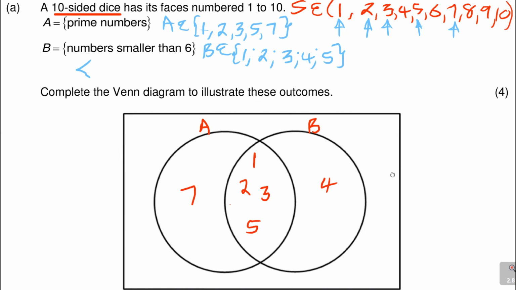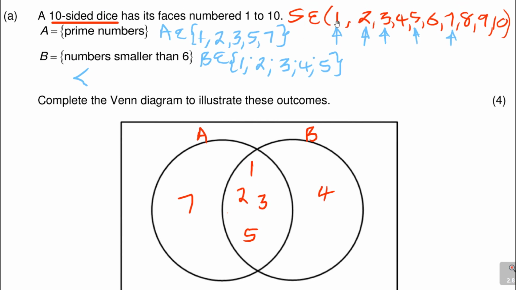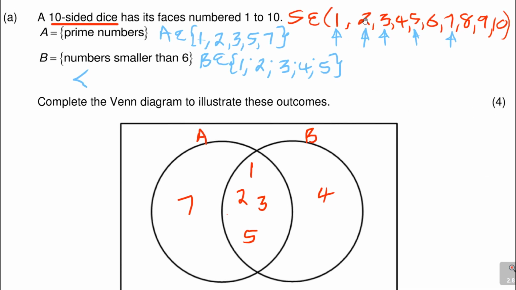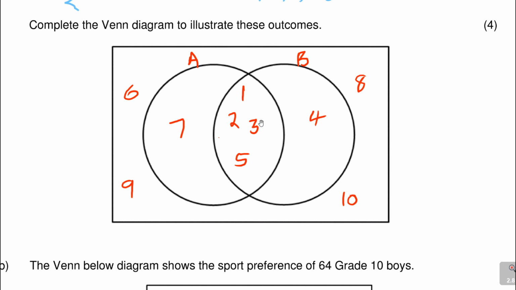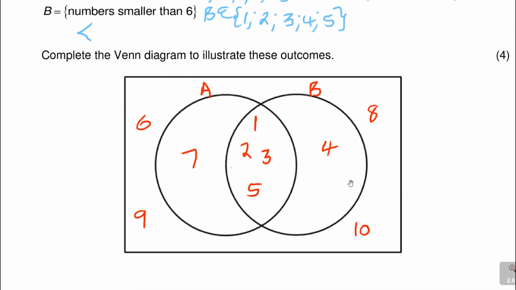And then there are other numbers that are not even included, which are in the sample space. Look, we've got 1, 2, 3, 4, 5, 6, 7, 8, 9, 10. So what don't you see? There is 1, yes, we have 2 already, we have 3, we have 4, we have 5, we don't have 6. So we can come here and say, okay, 6 is outside. We have got 7, we don't have 8, 8 is outside. We don't have 9, 9 is outside. And we don't have 10, and 10 is outside, like that. Are you with me? So that when we count them, we've got 1, 2, 3, 4, 5, 6, 7, 8, 9, 10. So complete the Venn diagram to illustrate these outcomes. I think this is the solution to that.